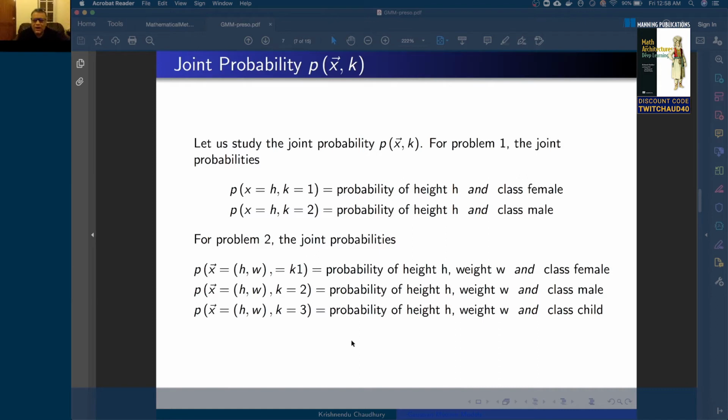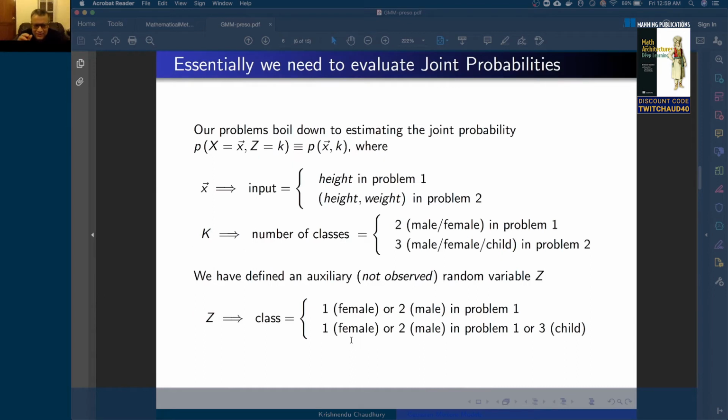So, essentially what we are trying to evaluate is the joint probability for a given input and a given class. In other words, the joint probability of the input random variable, which represents height or height-weight pair, and the other variable being Z, class, joint occurrence of those two. Let's study this a little bit more carefully.